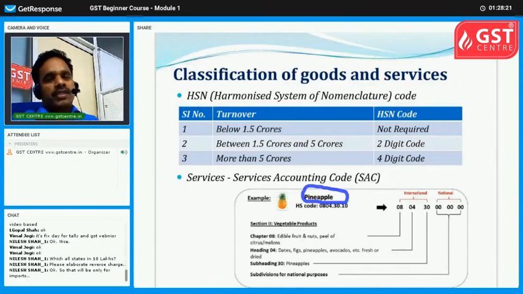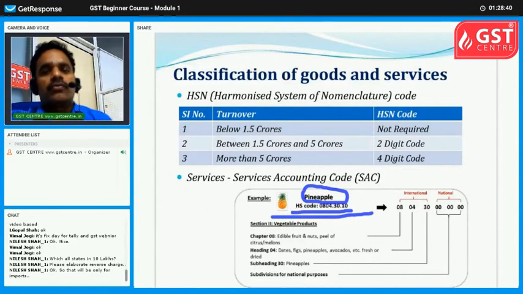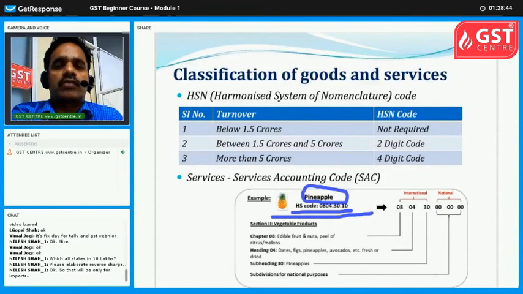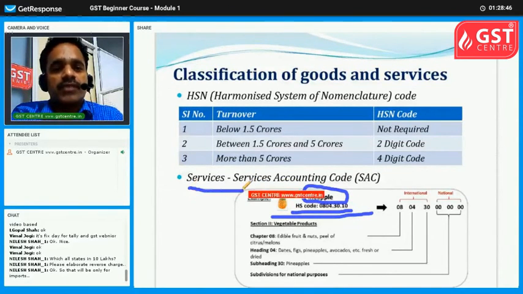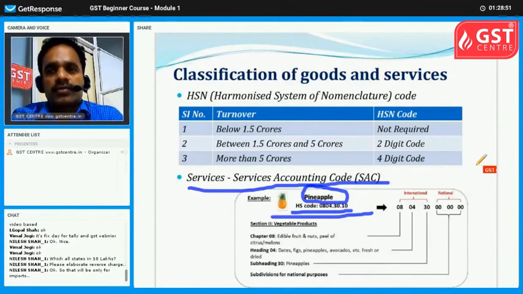The pineapple will be called by a different name. That is why a harmonized system of nomenclature, a specific code, is allotted for each product. This HSN code is applied for each product, each good. So for pineapple, we can say it is 0804.30.10. That is the HSN code for pineapple. And for services, the service accounting code will be applied.